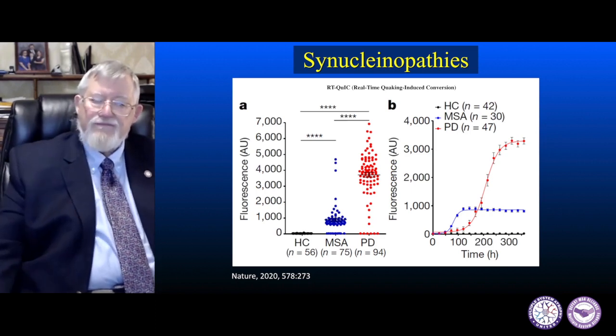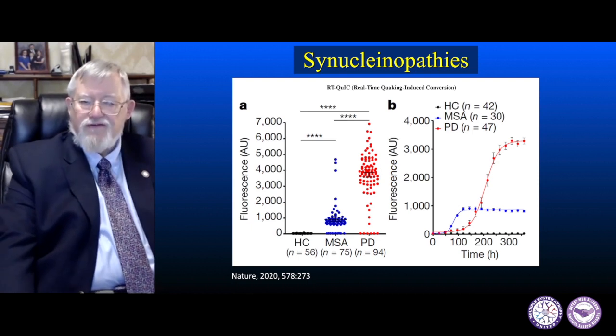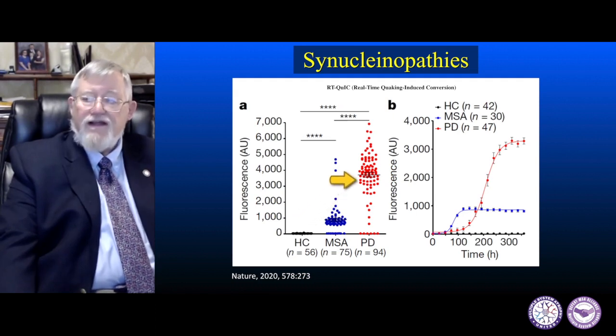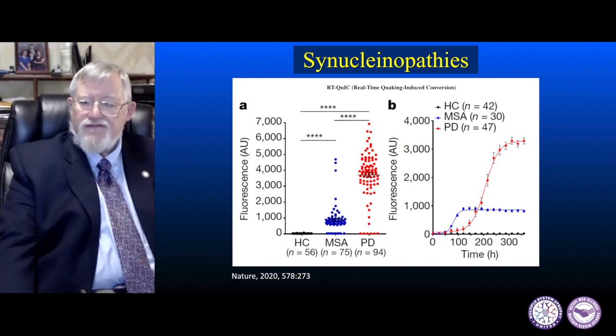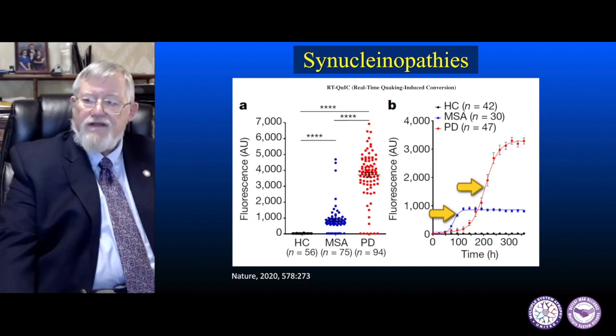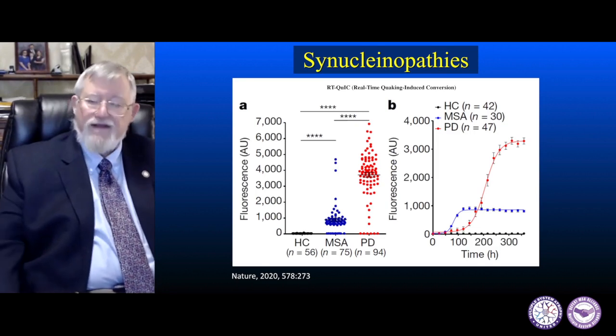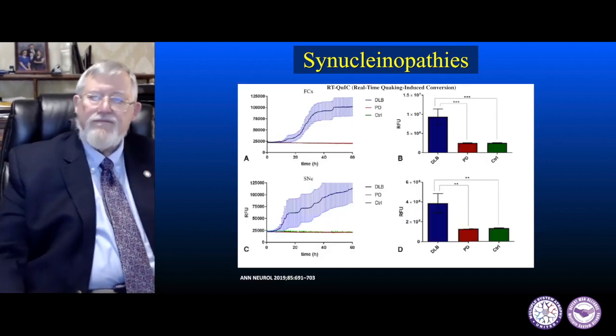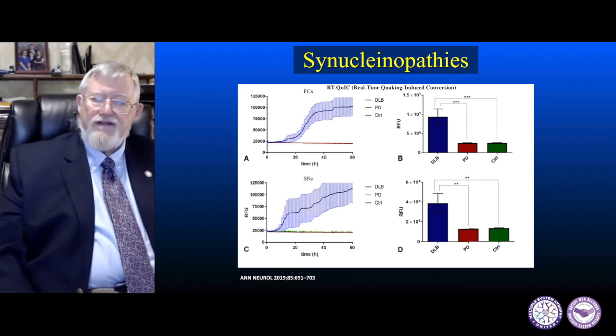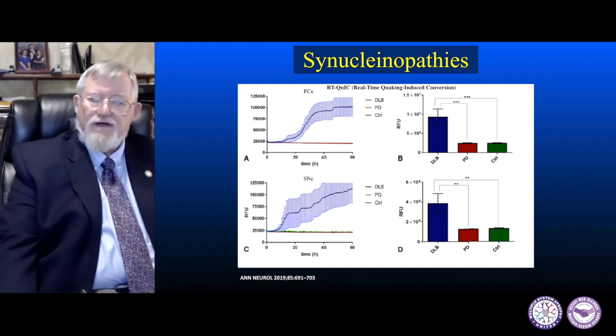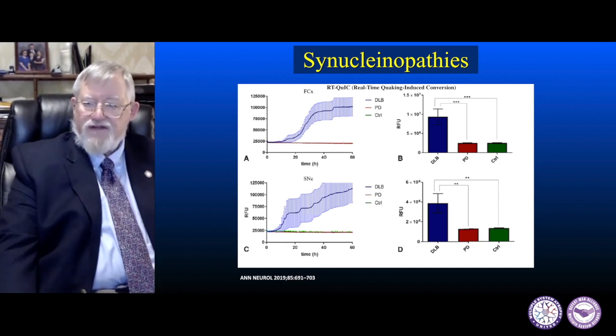Using a fluorescent probe that would bind to this, you could see the aggregates forming in the solution, and you could tell them apart, both by how much fluorescence they bound and also by the speed at which the aggregation took place in the solution. Here is another one showing a similar experiment, in this case using dementia with Lewy bodies and Parkinson's disease, and being able to distinguish them.